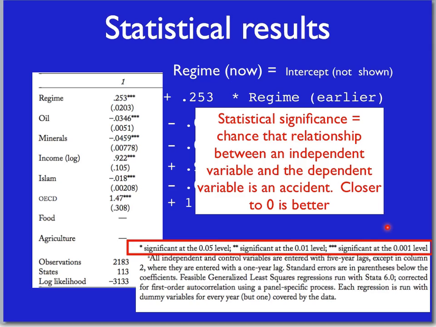And the lower the chance of an accident is, the more statistically significant a variable is. So you can see then that he's got 3 stars next to each of these coefficients. That indicates that there's less than a 1 in 1,000 chance that this is an accident.